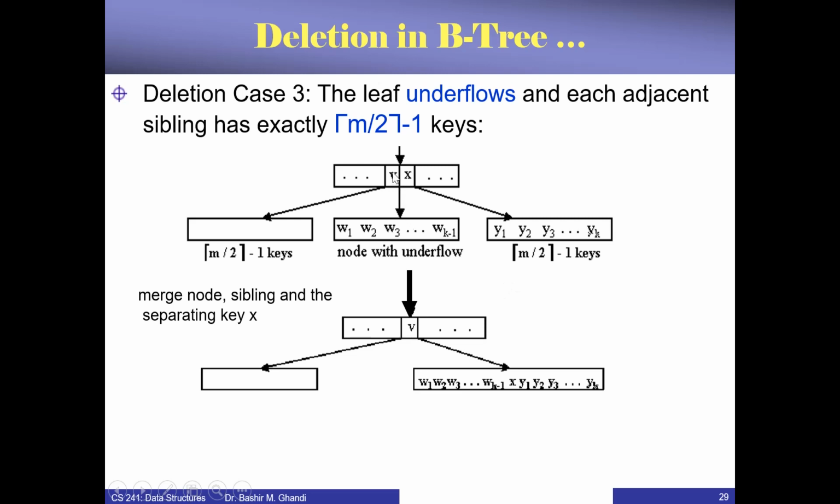So we're left with only V and the rest of the keys in the parent. The X has come down. It is now in the middle of the merge node. To the left of X, we will have all the keys in the left, and to the right, we will have all the keys in the right. This is one way of doing it. Merge the node, the sibling, and the separating key X, or the parent key X.